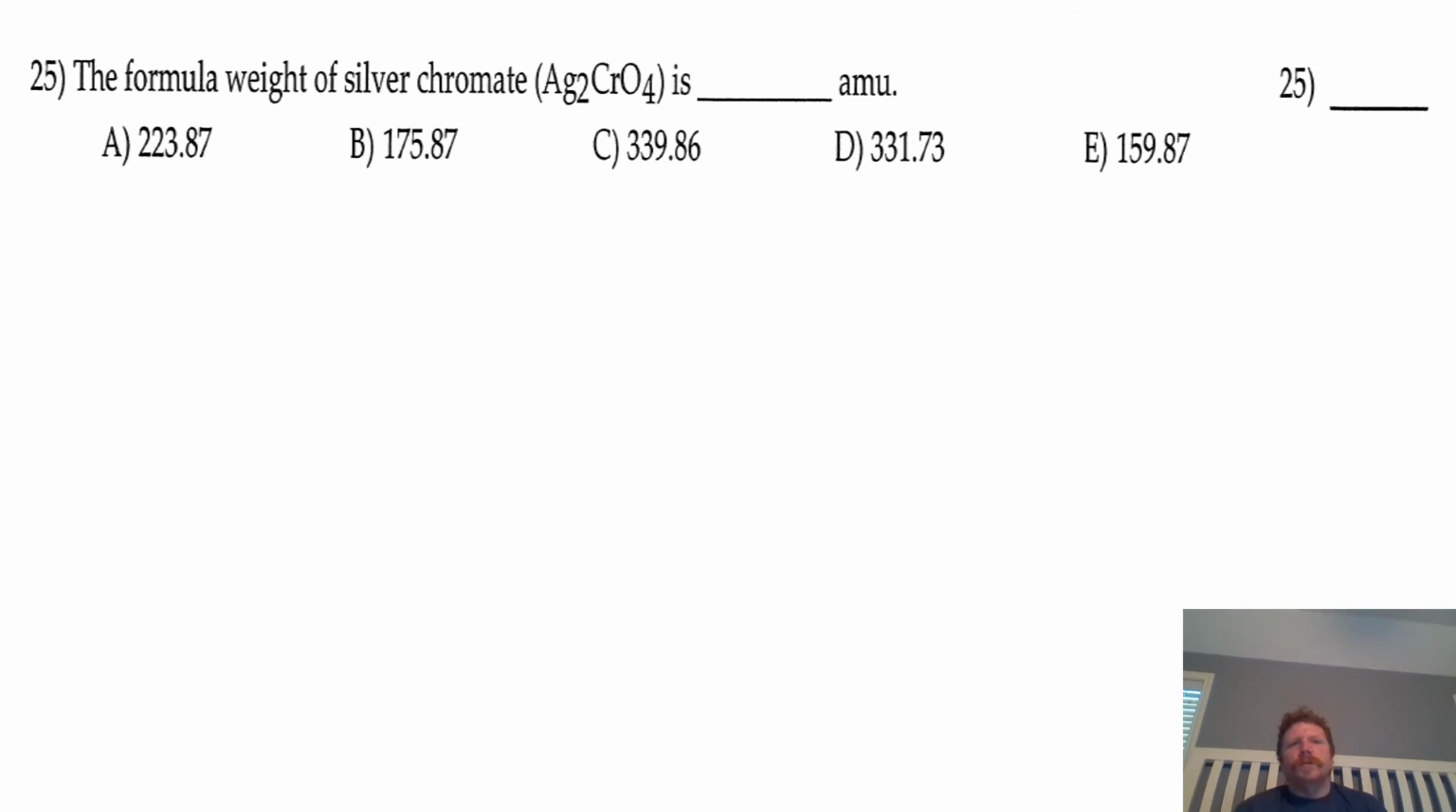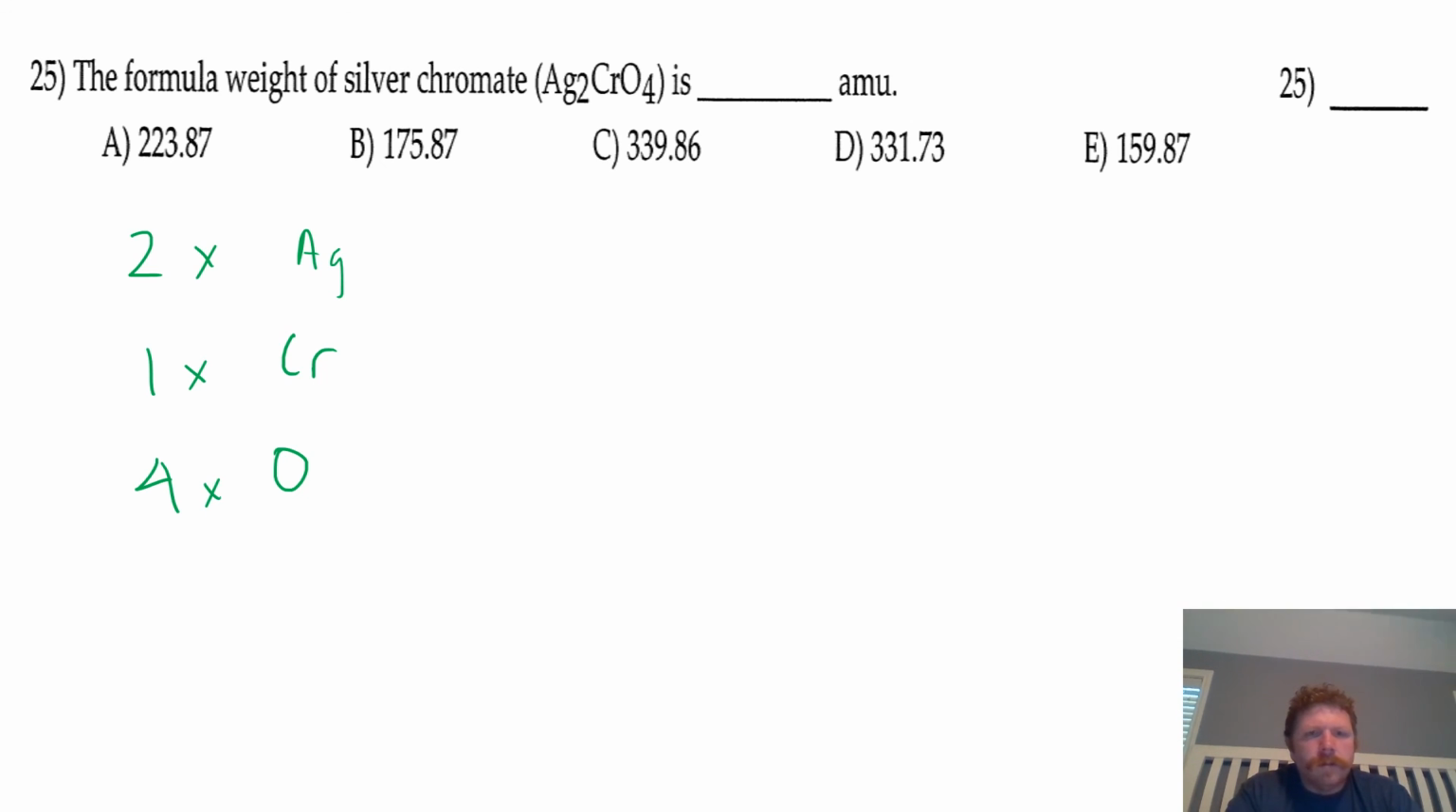My last question that I'm going to be covering is the formula weight of silver chromate, Ag2CrO4. Okay, so I need 2 times the mass of Ag, which I'm going to get from the periodic table, 1 times the mass of Cr, and 4 times the mass of oxygen. When I look at the periodic table, what I'm going to see is the mass of oxygen is 15.999.